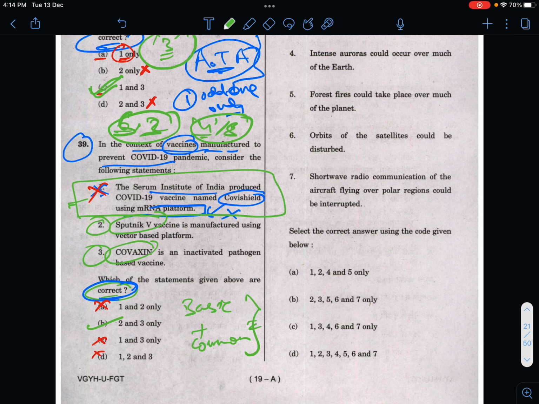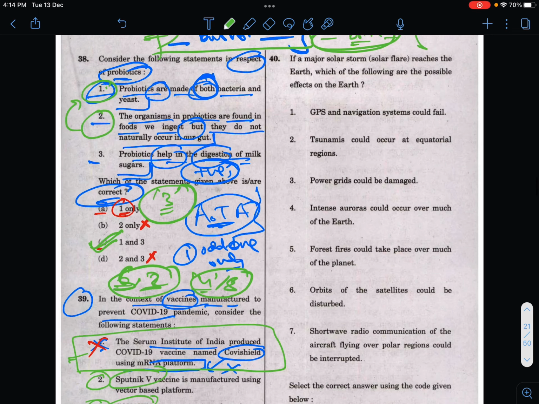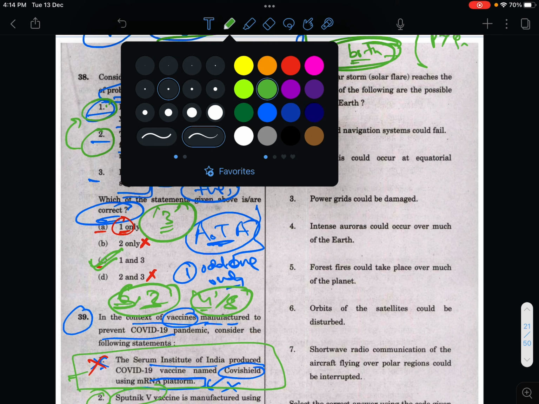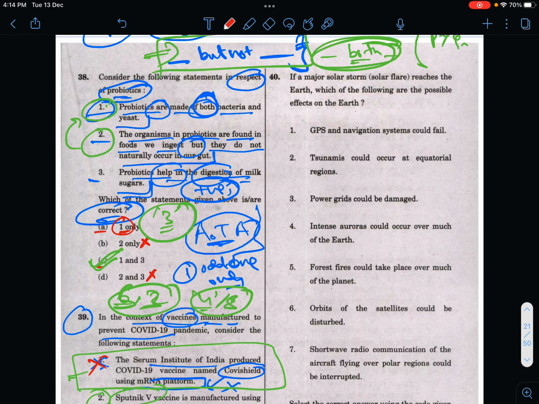And maybe, again, I sound like a broken record, but I am certain that when you're sitting in the examination hall, this broken record will at least help you some way or the other in eliminating useless options. So coming to the final question of the day, question number 40.